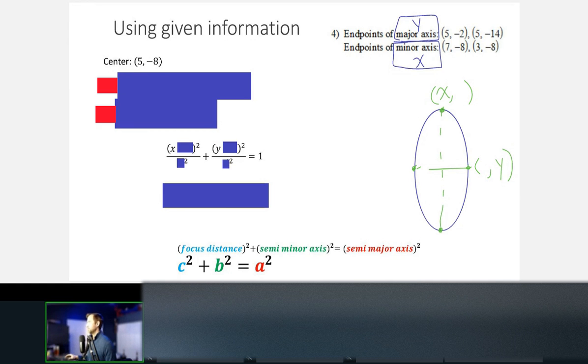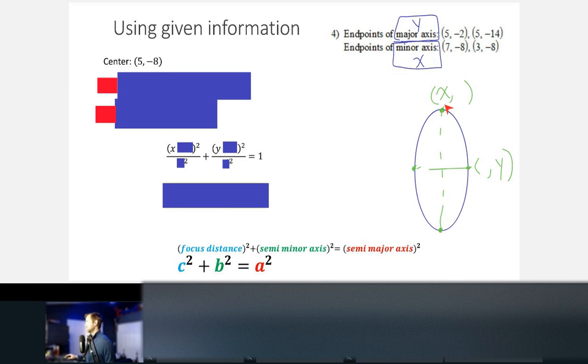But I kind of went off that, so I just took the x value off the major axis, which is 5. And then I took the y value off the minor axis endpoints, the vertices, which is -8. And that's how I pulled out the center. Midpoint is just as fun. All right.